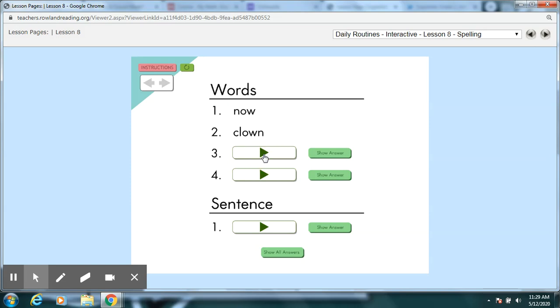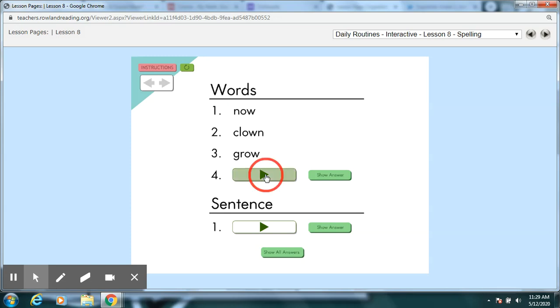Let's try this one. Grow. Sal wants to grow really tall. Grow. This one doesn't say ow, does it? Grow. Pause your video. Okay, we still have OW, but this one says O instead of ow.